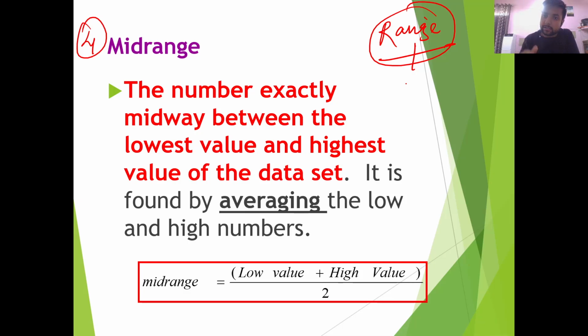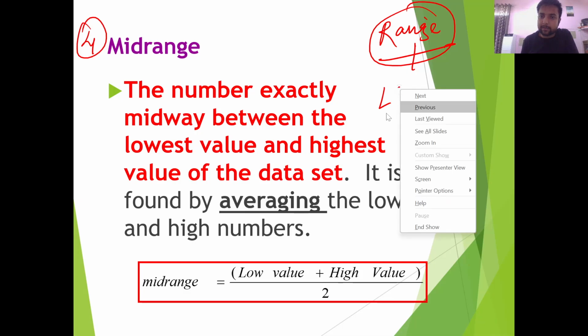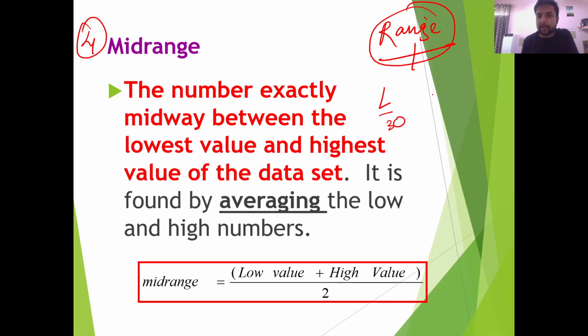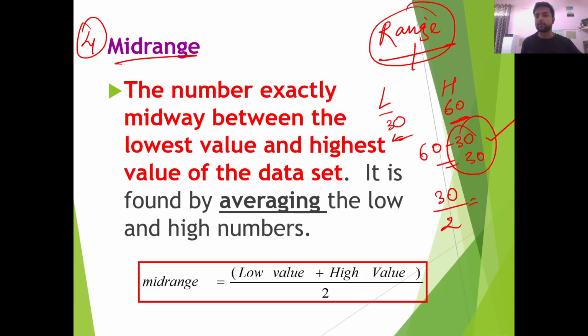We have to look at the two extreme values. Suppose we are given a set of data, and the lowest number is 30 and the highest number is 60. These are the two extreme values, 30 and 60. So the range will be 60 minus 30, that is equal to 30. That's how we find the range. Whenever we have to find the mid-range, we just need to divide the range by 2. 30 divided by 2 comes out to be 15. So 15 is the mid-range.